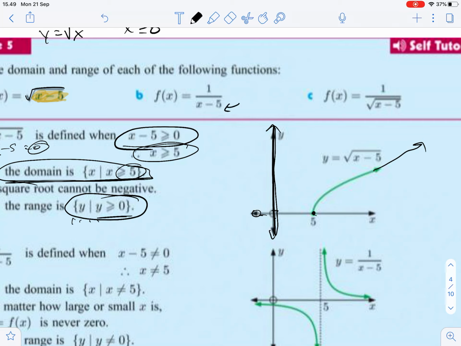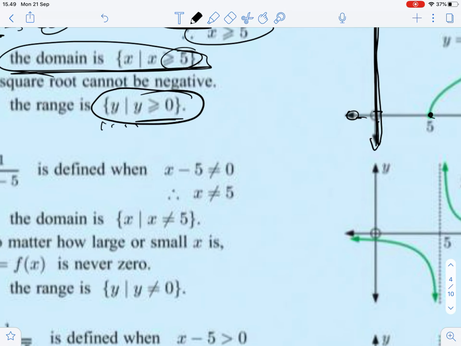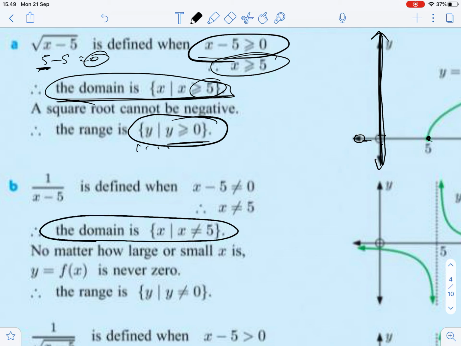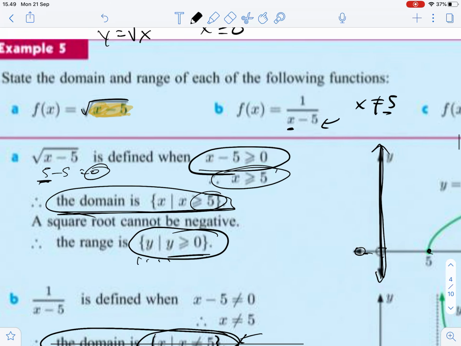immediately I should think, okay, if I have a fraction here, I know I can't divide by 0. So x cannot be 5. Why? Because if x is 5, then 5 minus 5 is 0. I can't have that happen. So you can see here that my domain is the set of all x values such that x cannot be 5. This implies that x can be everything else just by writing this. Okay?